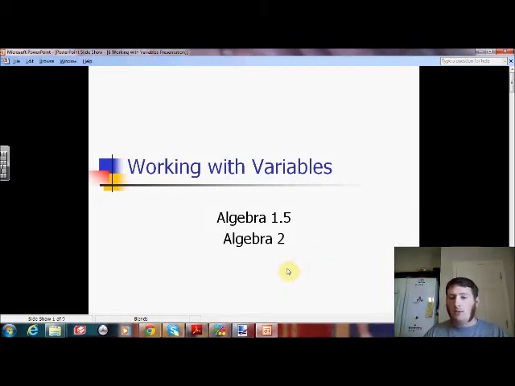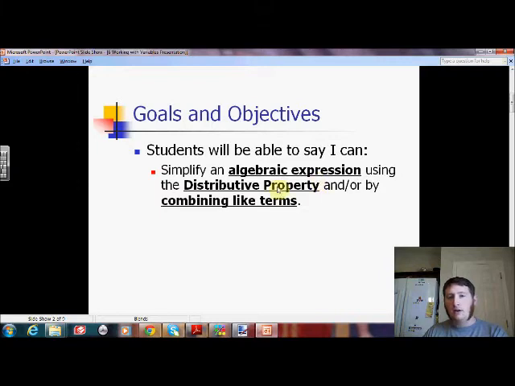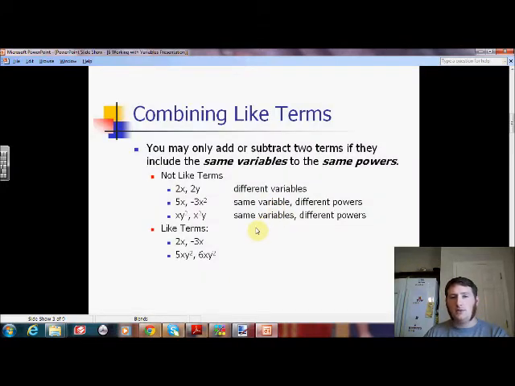We're going to be looking at working with variables. It's all going to be about simplifying algebraic expressions, with our big two tools being combining like terms and then different versions of the distributive property. We'll start with combining like terms. What do I mean by like terms?